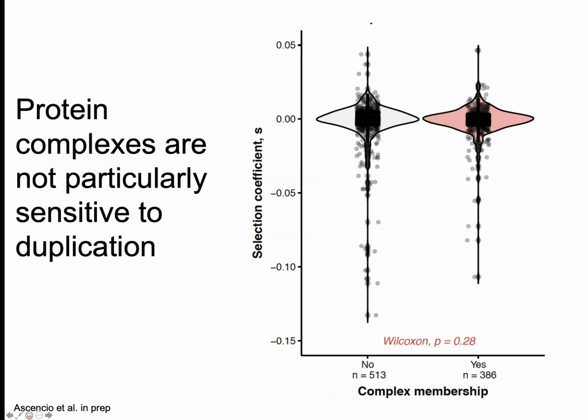Now we ask, are protein complexes particularly affected by these duplications? So we look at the distribution of selection coefficients for genes that code for proteins that are members of protein complexes and those that code for proteins that are not members of complexes. And what we see is that there's no significant difference between the two. Genes that are within complexes do not tend to be more deleterious than genes that are not coding for a protein that is part of complexes.